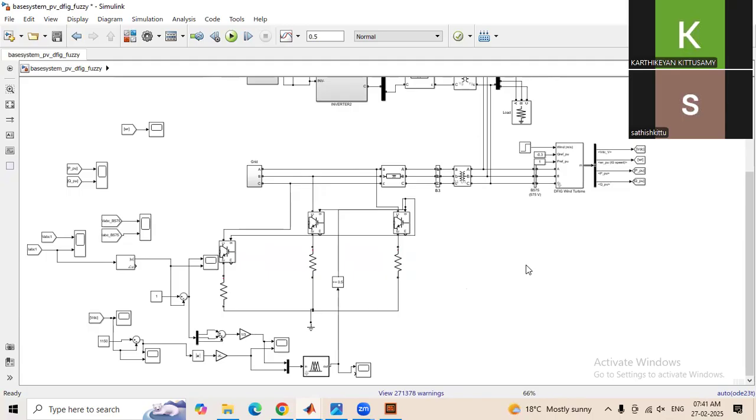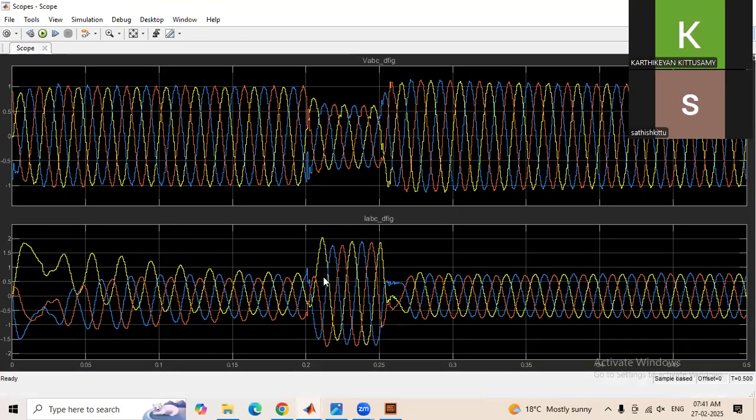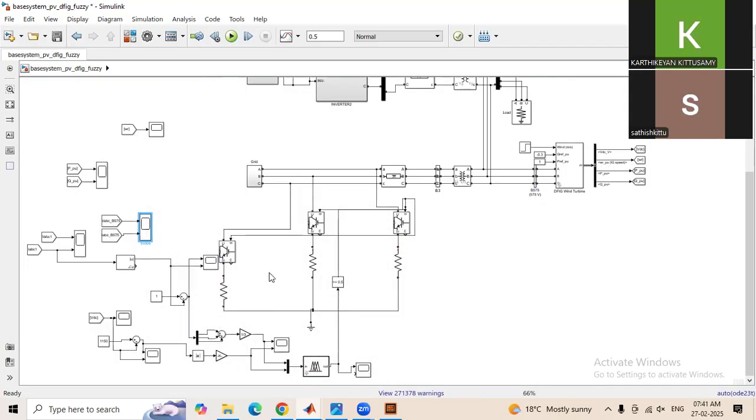Still, we have to tune it in order to reduce this. This current should be further reduced. Until then, we have to tune the resistance values. Depending upon these resistance values only, the current is flowing through these resistances. We have to calculate this resistance and tune it accordingly. Similarly, for the fuzzy also, we have to tune the rules in order to increase the execution speed.